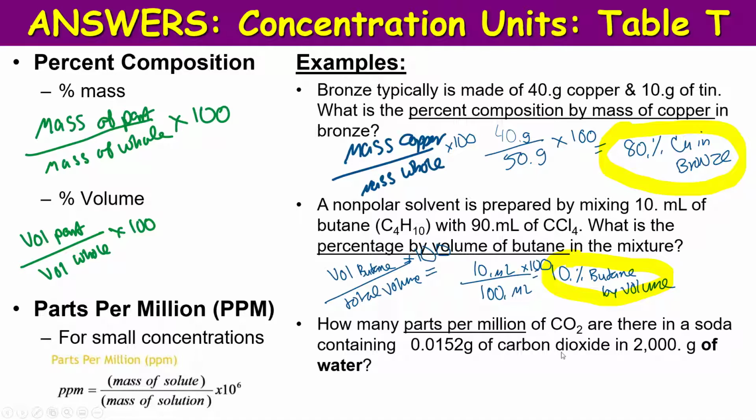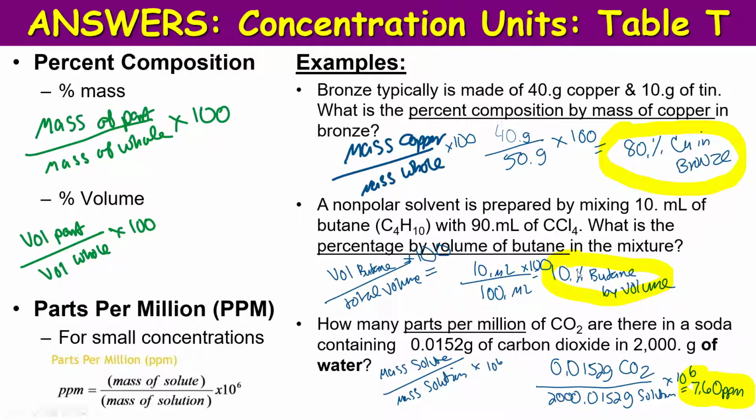So decoding this question, we're trying to figure out how much CO2 there is, right? So we are now looking for CO2 as our solute, and we have to figure out what the total solution mass is. We can see that it's 2,000 grams of water, and we can see that it's 0.0152 grams of CO2. So we have to add those together. Mind your sig figs. When we do that, our mass of the total solution actually goes out to the 10th, the 100th, the 1,000th, the 10,000th place. Not that it'll make a difference in the end.